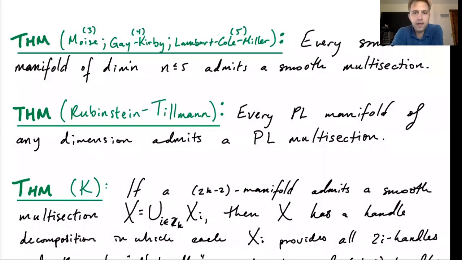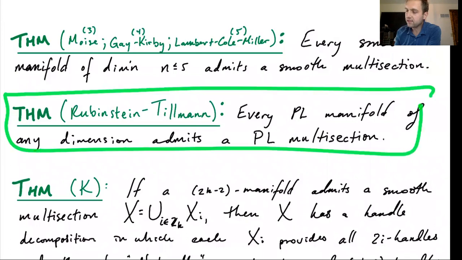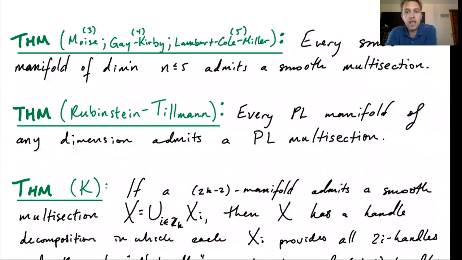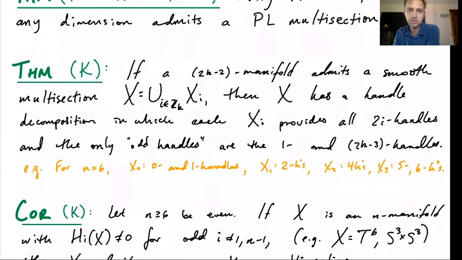Okay, so some background. Every 3-manifold admits a Heegaard splitting. Every 4-manifold admits a smooth trisection. Every 5-manifold admits a smooth trisection. So every smooth manifold up through dimension 5 admits a smooth multisection. And in fact, in arbitrary dimension, every manifold admits a PL multisection. And the difference here between PL and smooth has to do with the definition of spine. But that's all I'm going to say about PL for this talk.